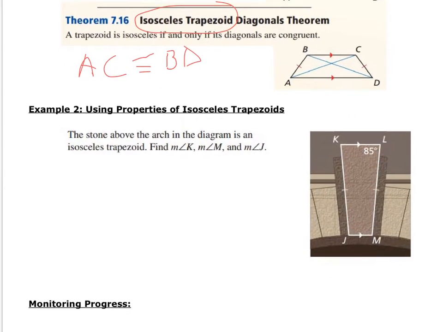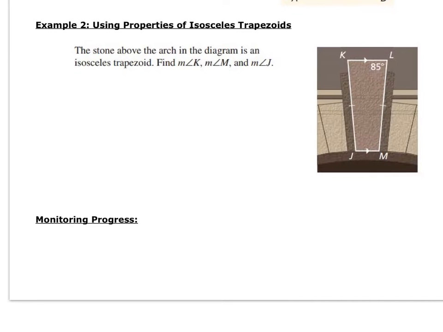All right, so let's try to apply some of our theorems. I'm going to do a few with you, and then I'm going to let you guys try them. In this one right here, we have this trapezoid, and it looks like some stonework or something. It's a real life object. But the stone above the arch in the diagram is an isosceles trapezoid. So isosceles means we have two congruent sides, and you can see right here that KJ, this side here, is congruent and equal to LM. Okay, since that's the case, then your base angles are congruent.